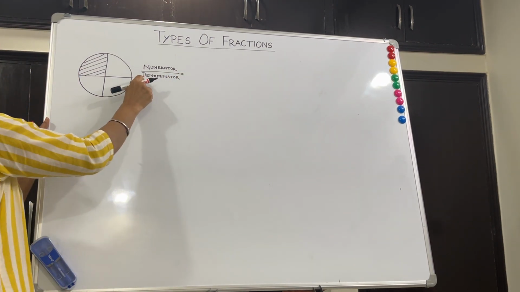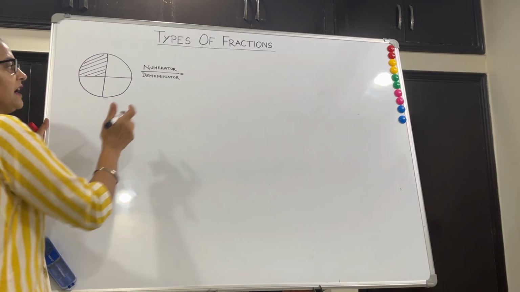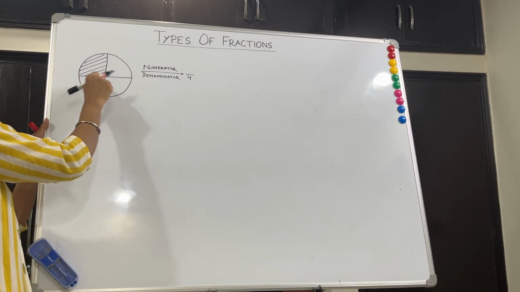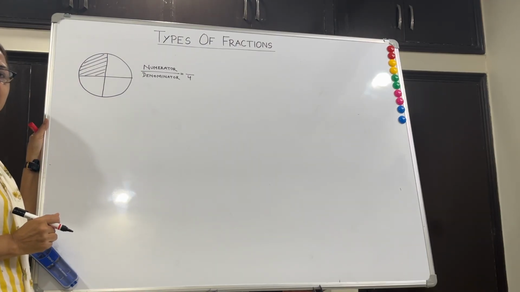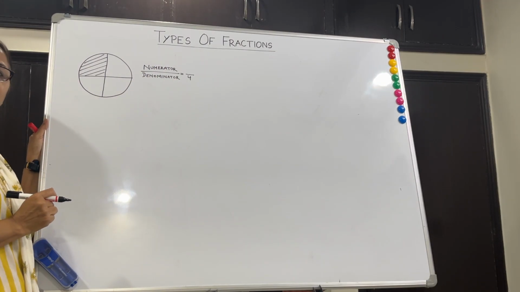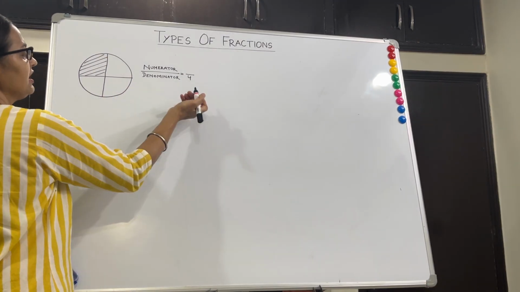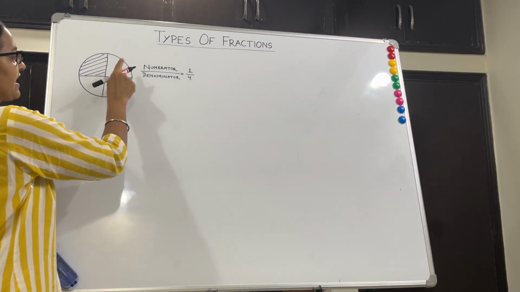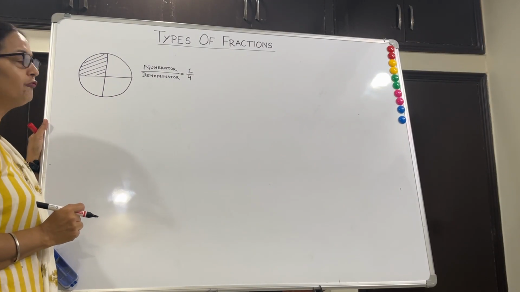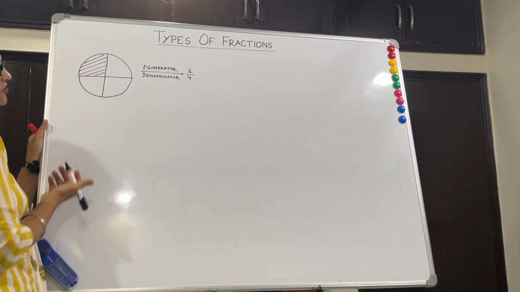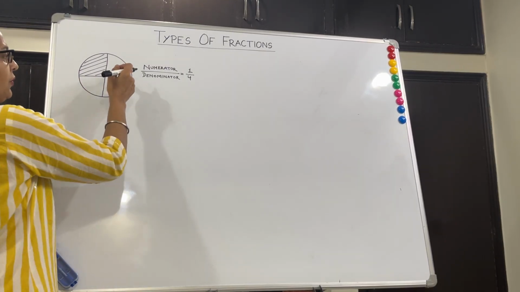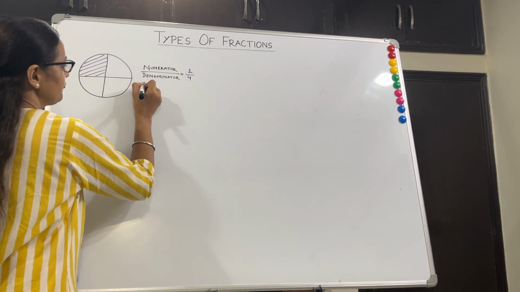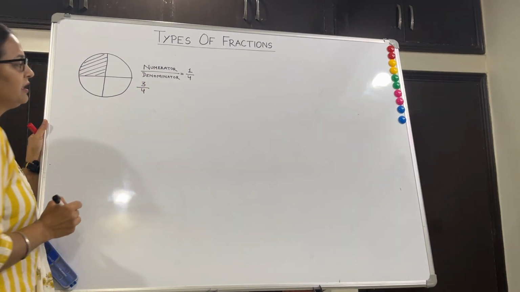Now here, the denominator is the total number of parts our whole is divided into. So our denominator will be 4 because we have divided this circle into 4 equal parts. And the numerator is the number of parts we are taking. Here we have shaded just one part, so our numerator will be 1. So the fraction for this shaded part is 1 upon 4. Similarly, we can write the fraction for the unshaded part. Unshaded parts are 3 out of 4, so the fraction for the unshaded part will be 3 upon 4.